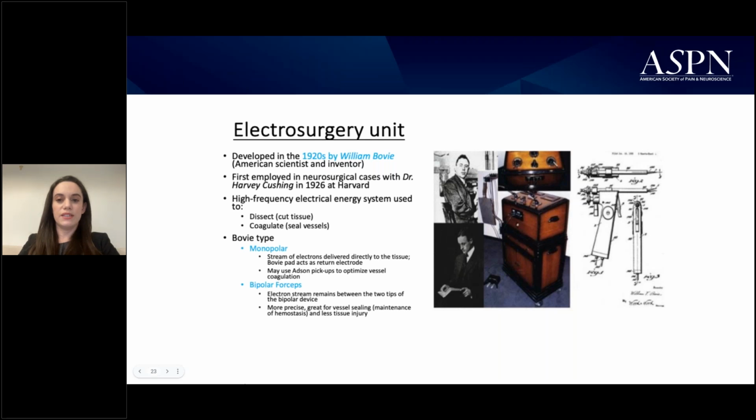So our next instrument is the electrosurgery unit. It's often referred to as the Bovie due to its creator, William Bovie, and it's a high-frequency electrical energy system that allows you to both cut tissue and coagulate vessels. There are 2 types of Bovies: the monopolar, which is a stream of electrons delivered directly through the tissue. It travels through the patient and exits via the grounding pad, often referred to as the Bovie pad. There's also the bipolar forceps, and this is where the electron stream will remain between the 2 tips of the bipolar device. Next slide, please.